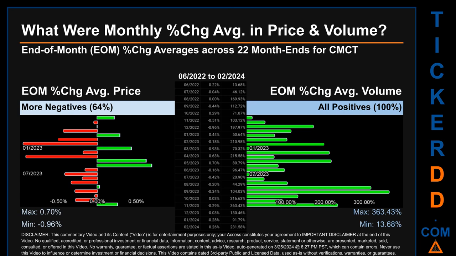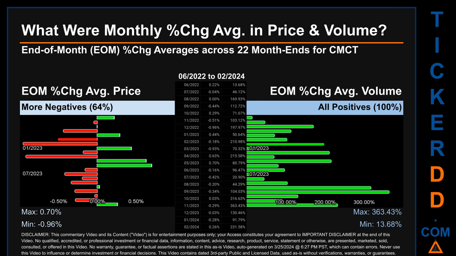What were end-of-month percentage change averages in price and volume for CMCT? The monthly average of percentage change in price and in volume were calculated for each of the 22-month ends. That calculation took daily percentage changes and averaged them for each given month. If a month end came out negative, then it means that the month summarily saw a negative change.